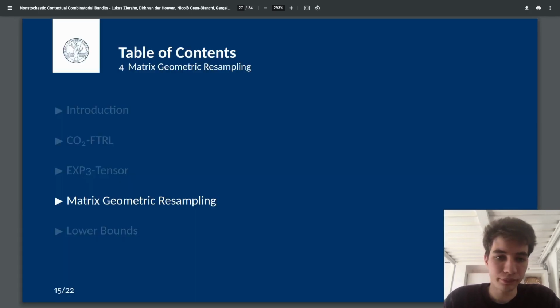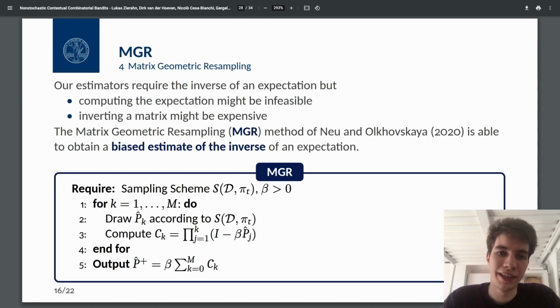All right. Next, we're going to come to matrix geometric resampling. You can tell that the estimators we used so far not only rely on an expectation, but on the inverse of an expectation. And computing the expectation might be infeasible. Think of continuous context spaces, for example, and inverting a matrix can be expensive. So we adapt the matrix geometric resampling process, originally due to Neu et al., and we are able to obtain a biased inverse of the expectation by following this procedure down here. We slightly generalize this, but it's essentially the same idea as proposed in that paper.